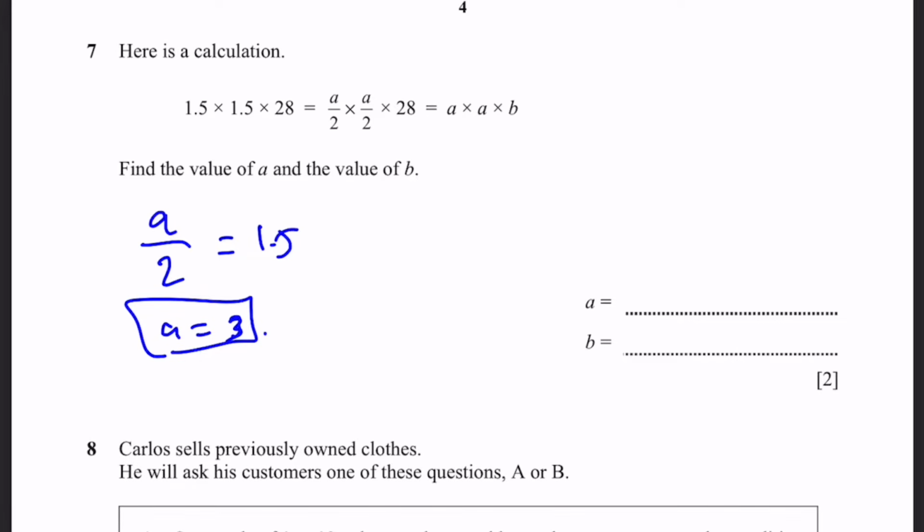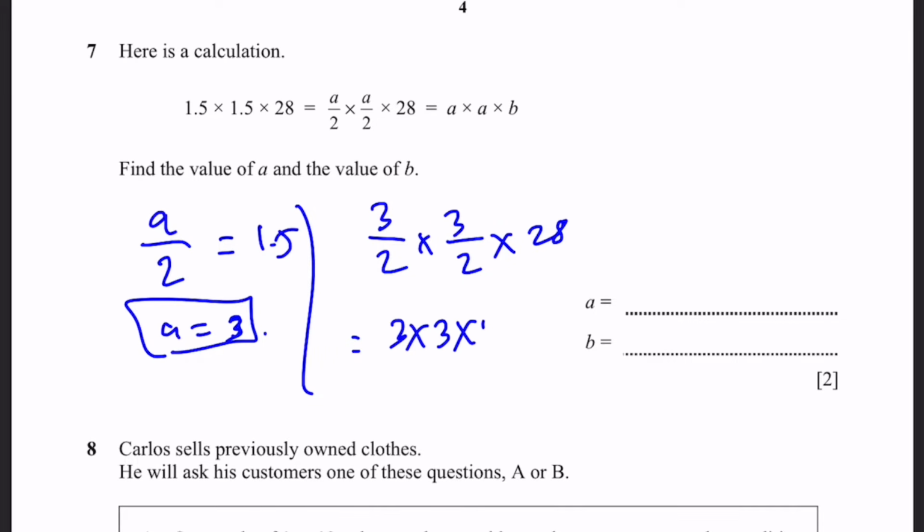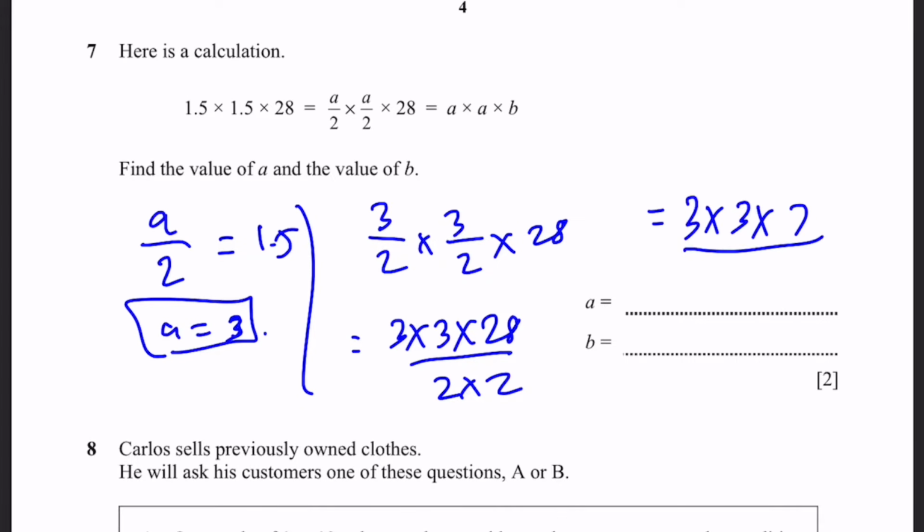Now, we can write 3 by 2 times 3 by 2 times 28 as 3 times 3 times 28 by 2 times 2. And 2 times 2 is just 4. 28 by 4 is just 7. So that'll be equal to 3 times 3 times 7. And this is why b is equal to 7.